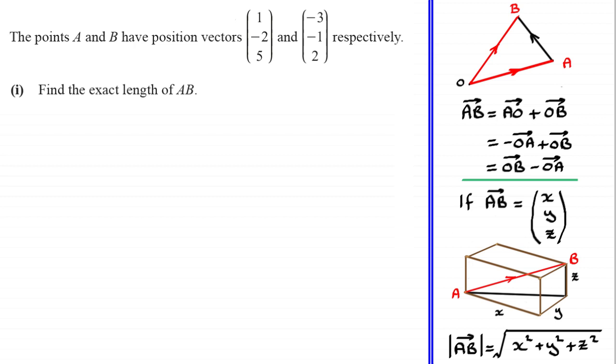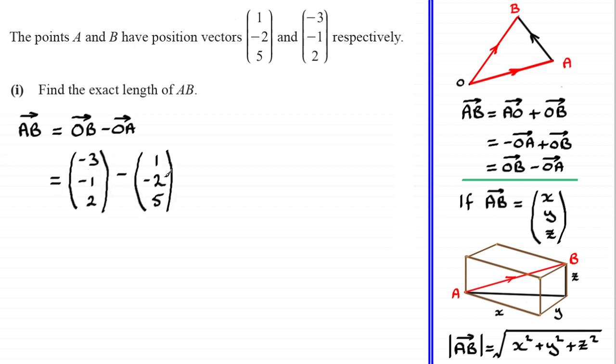Now, I don't know, obviously, whether you drew a diagram for this, but it doesn't really matter. Here's our diagram anyway. If I want to go from A to B, it's this standard result then. O to B, O to the last letter minus O to the first letter. And all you need to do is substitute these vectors in, and you're then going to get this calculation in the usual way. Just simplify that by subtracting your components, and you should get minus 4, 1, minus 3.